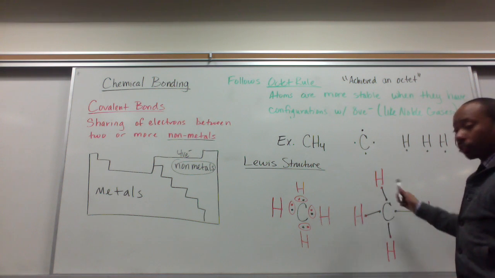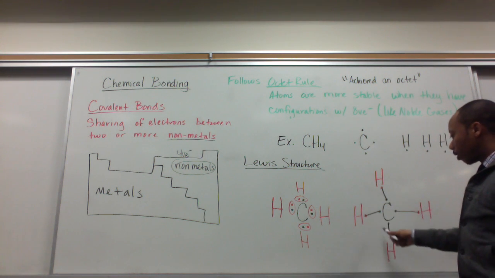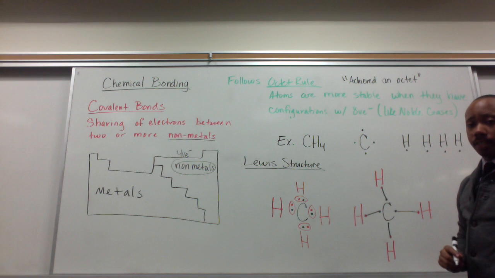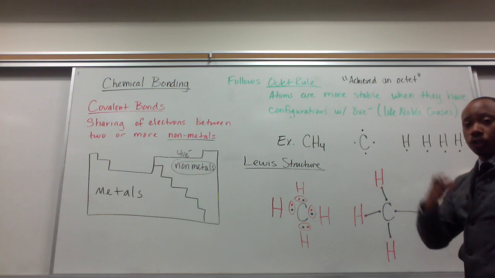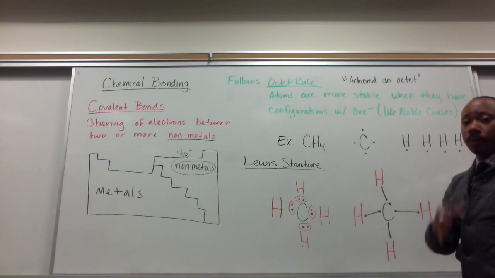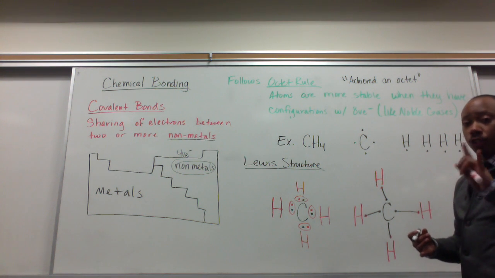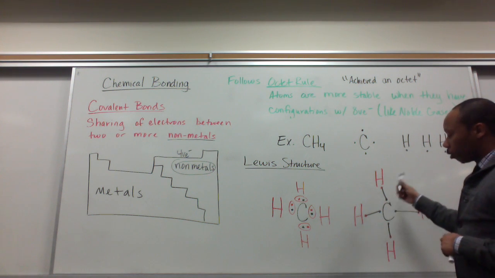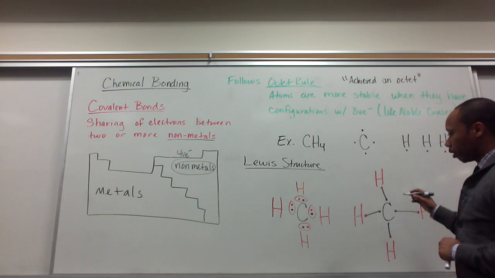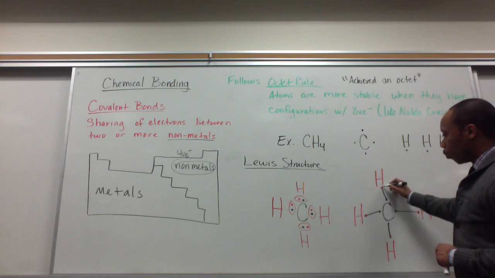So each dash is considered 2 electrons. 2, 4, 6, 8. Carbon has achieved an octet. Hydrogen wants to be like the closest noble gas to it, so it wants to be like helium. So hydrogen needs 2 valence electrons in its outer shell. So hydrogen has 1, 2.